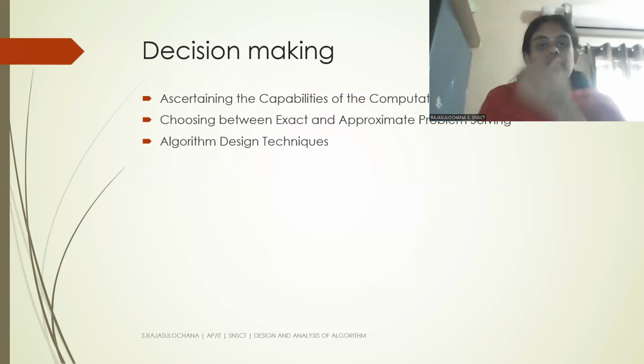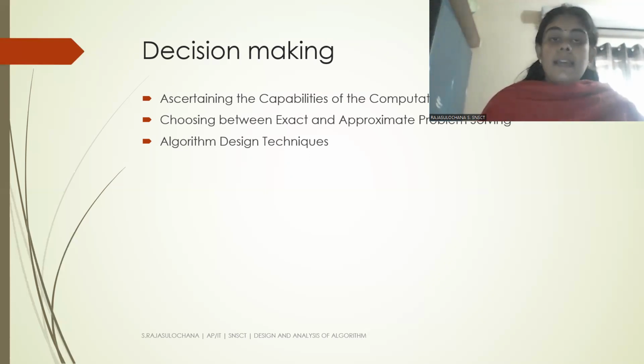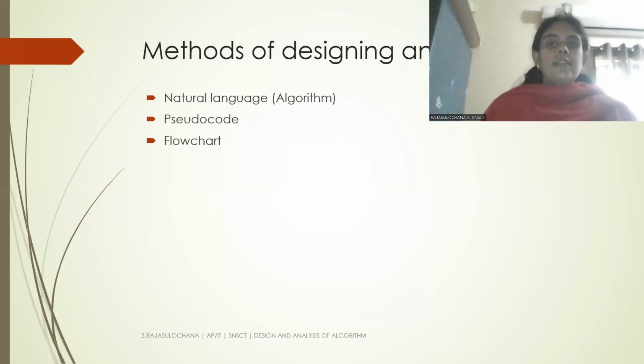Once it is done, you have to choose between the type of problem solving technique, whether it is exact or approximate means. So once you have decided that as well, next you have to decide on the type of algorithm design technique you are going to use. So this will be your second stage in fundamentals of problem solving. And the third stage is the ways in which an algorithm can be designed. So we have three ways in which an algorithm can be designed.